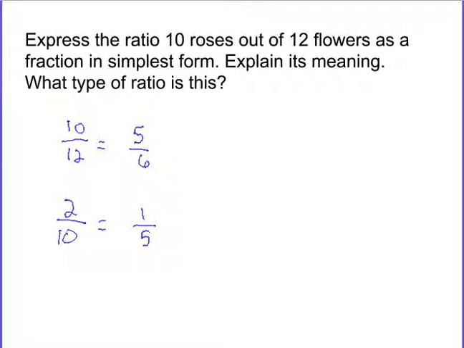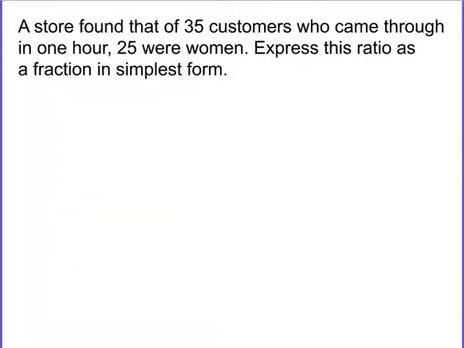Okay. Another example: a store found that of 35 customers who came through in 1 hour, 25 were women. Express this ratio as a fraction in simplest form. Kari. 25 out of 35. And it goes 5, 7. Okay, and what does that mean? How would we explain that? For every 7 people, 5 of them are women. Okay, for every 7 customers that walk through the store, 5 of them are women.